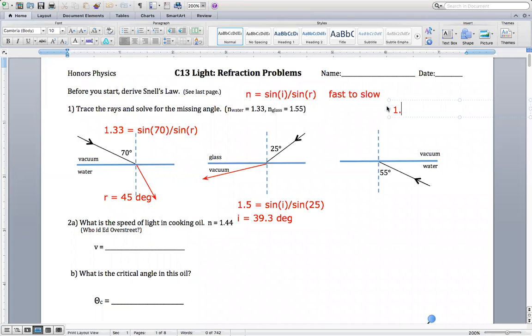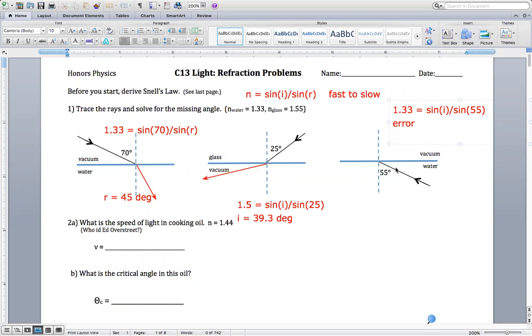We could say 1.33 equals sine on the fast side, which is what we don't know, over sine on the slow side, and that's the 55. If you try to do this on your calculator, you're going to get an error. What does that tell us? We're beyond the critical angle.